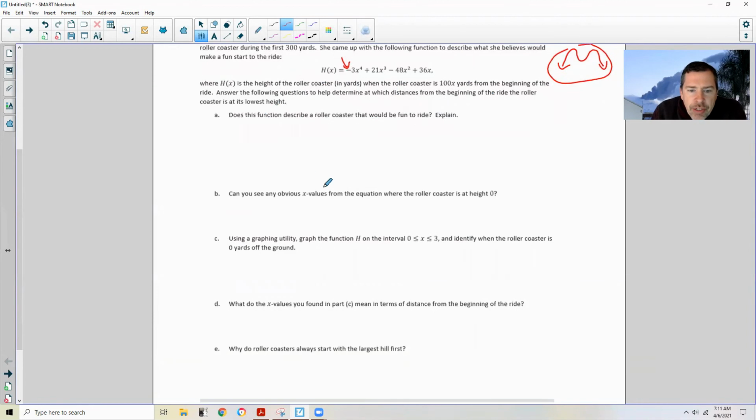Can you see any obvious x values from the equation where the roller coaster is at height 0? Okay, well, there is no constant at the end here. So if I had a plus 3 at the end and made all these x's 0, my h of x would equal the constant. So when you don't have a constant value at the end, and I plug in 0 for all these x's, well, I'd get 0 plus 0 minus 0 plus 0, which is 0. So the obvious x value for this equation where the roller coaster is at height 0 is when x equals 0.